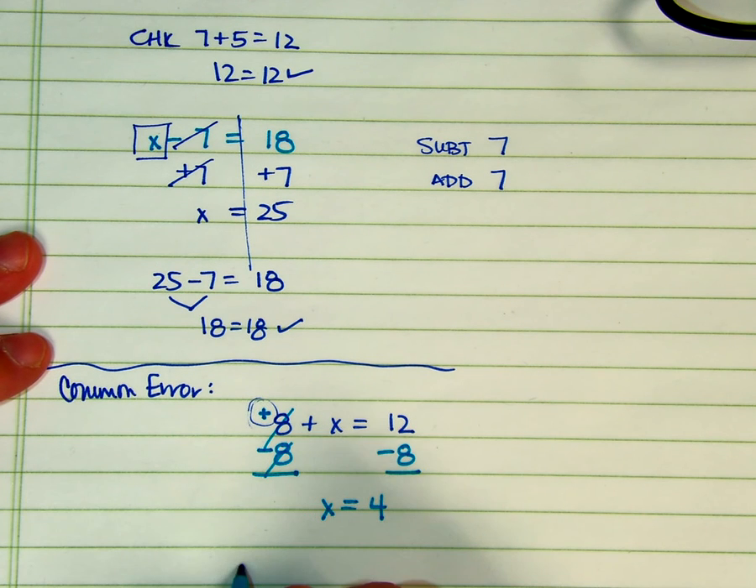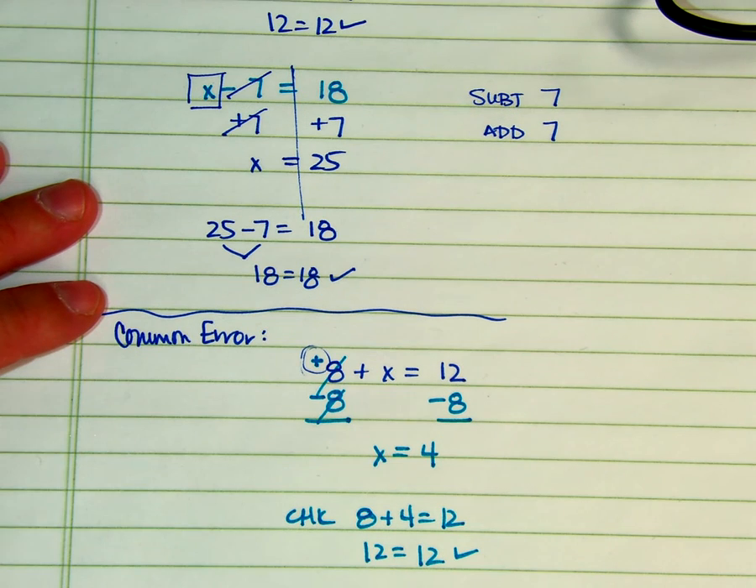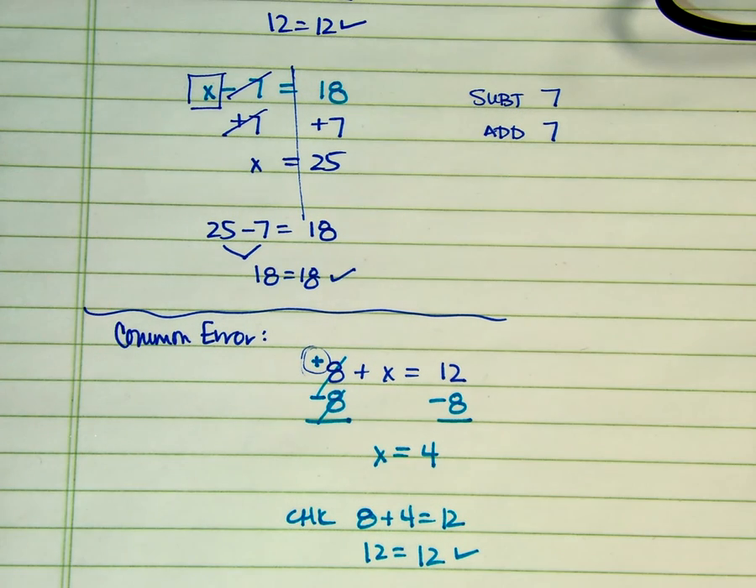Check it. 8 plus 4 equals 12, and 12 equals 12, so it checks. So that is solving one-step equations by adding and subtracting.